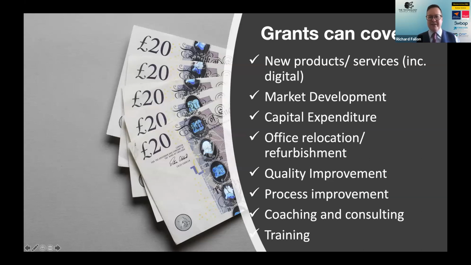So what can grants cover then? Well, they can be used to help you develop new products, new services, including digital. They can be used for market development. They can be used for capital expenditure, so buying new equipment, new machinery, that type of thing. Can be used for office relocation, refurbishment. Can be used for quality improvement, process improvement, coaching and consultancy, and training. So there's lots and lots of things that grants can be used for. So it's good to know, okay, these are the things that I could probably get a grant for. The other things you're not going to get a grant for.